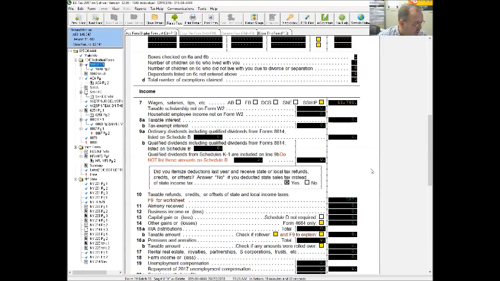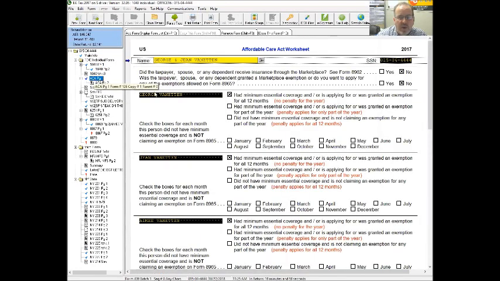Again, George and Jean, neither was a full-time student and no distributions. We talked about that 8880 that we've seen. No EIC was disallowed or reduced for 2016, and they had health insurance. So again, health insurance, we've gone to the ACA worksheet. We have checked those two boxes, no, in the top right. Here after each of the names, they had insurance all 12 months.